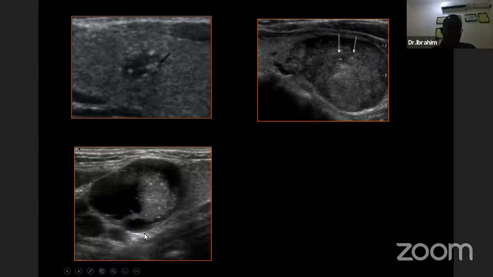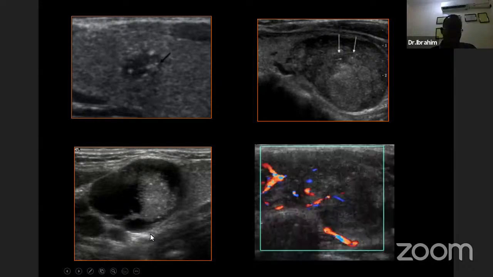This is an example of follicular carcinoma. Here it is solid, hyperechoic, with irregular thick halo. The halo here is very thick, irregular and in areas it's marginal.